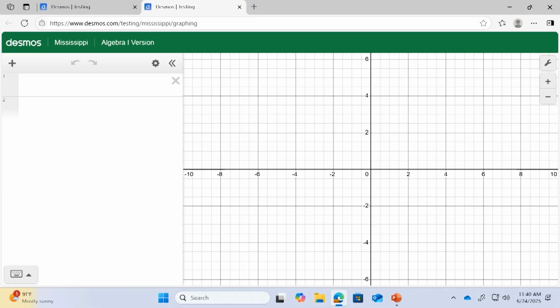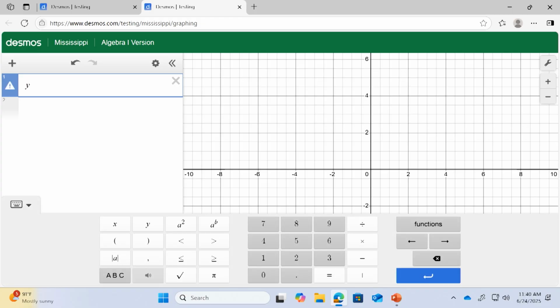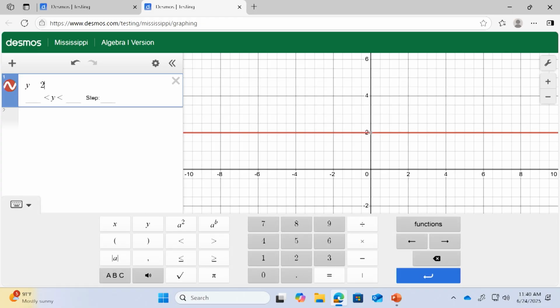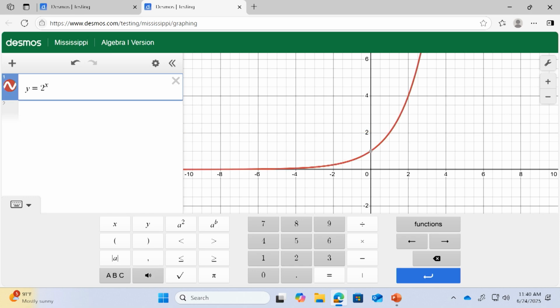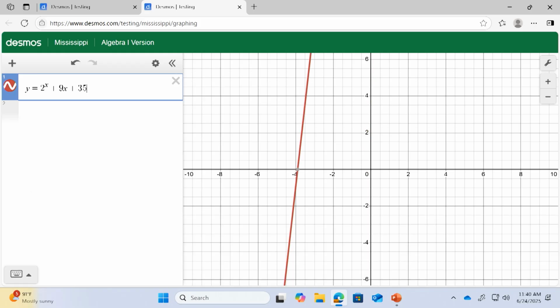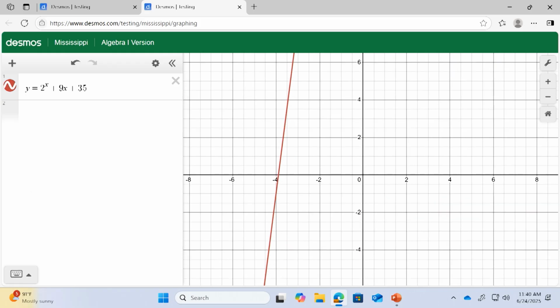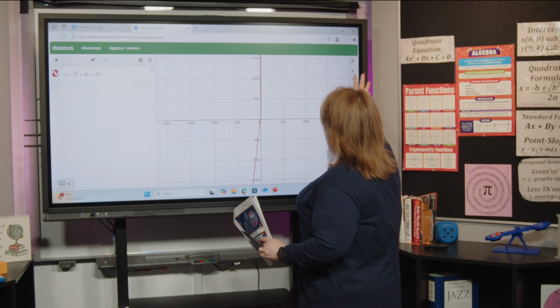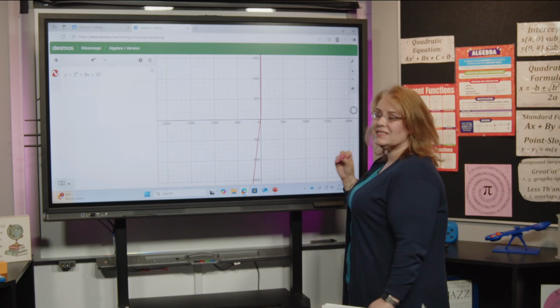So here we go. My first one that we have is g of x, which we know as y equals. So I have y equals 2 to the x. Now, for me to do 2 to the x, I'm going to hit this a to the b so I can put x as my exponent and arrow out. And then I'm going to put plus 9x plus 35. And let's pull this down and see what it looks like. Now, I can see that it is not linear.